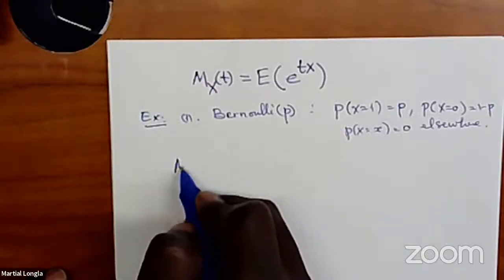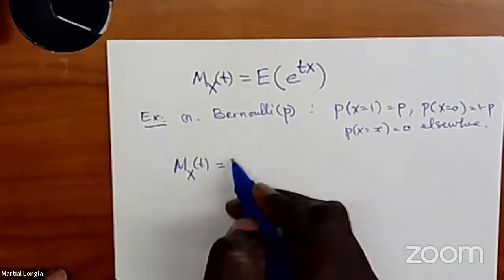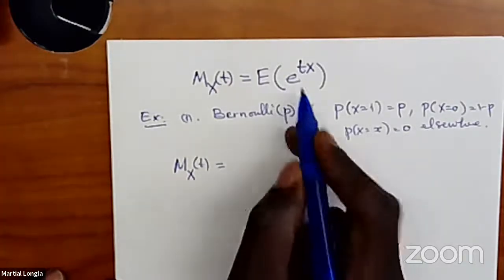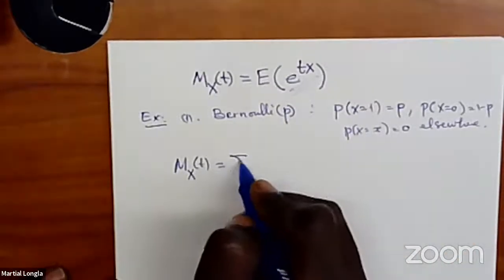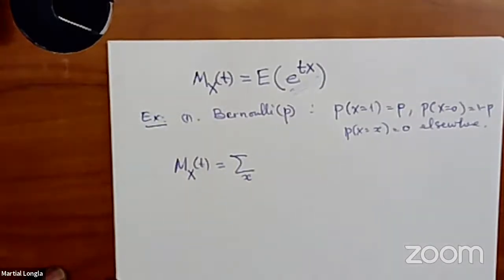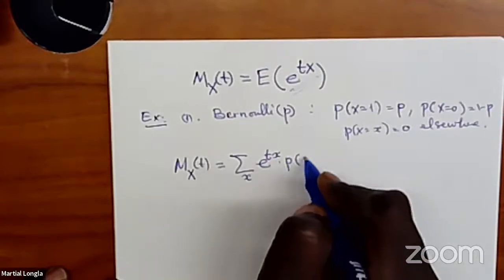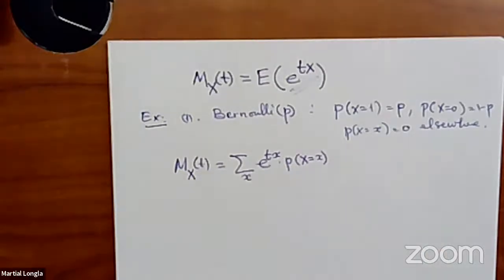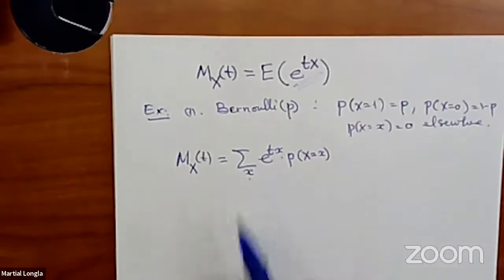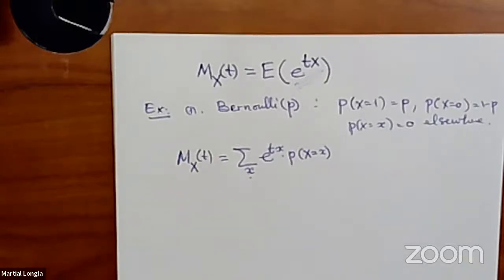Then the moment generating function of this random variable is obtained as the expected value of e to the tx. This is a function of x, right? Because it's discrete, it's a sum over all possible values of x, e to the tx times the probability that x equals little x. That's the definition of the expected value. This random variable being discrete, we need to use the formula for the discrete case. But how many values of little x exist in this problem?